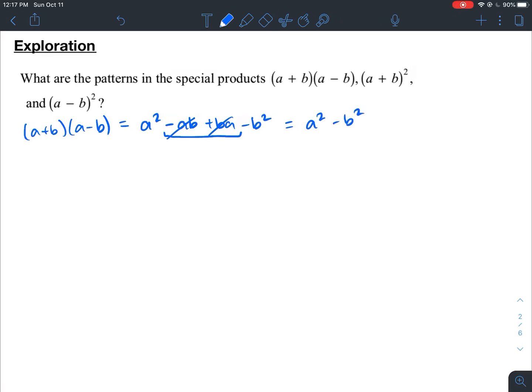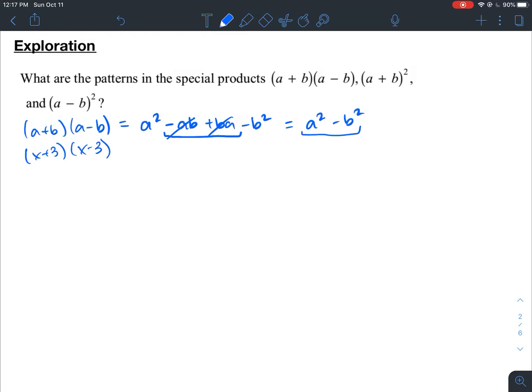Okay? So notice the pattern here is that whenever you multiply two binomials together, and the terms are the same, and the operation inside them is different, your answer should look like this. So as an example, let's say we had x plus 3 times x minus 3.